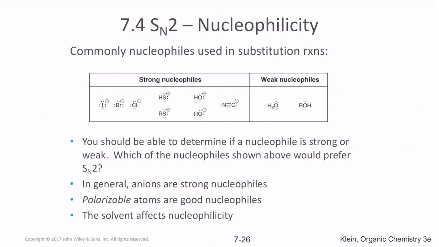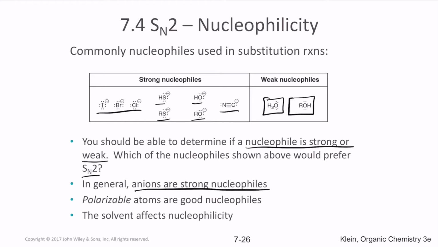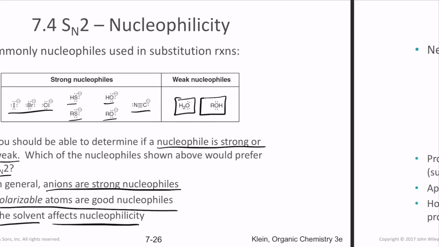Some of the most common strong nucleophiles are halogens, sulfide, and sulfonates, and you have hydroxyl and alkoxy groups, and you have cyano. These are strong nucleophiles. Anything that is neutral, such as alcohol groups and water, are examples of weak nucleophiles. You should be able to determine if the nucleophile is strong or weak and which ones are suitable for an SN2 reaction. Remember that anions are generally very strong nucleophiles, and polarizable atoms are also good nucleophiles, and the solvent that you use also affects the nucleophilicity of that particular compound.